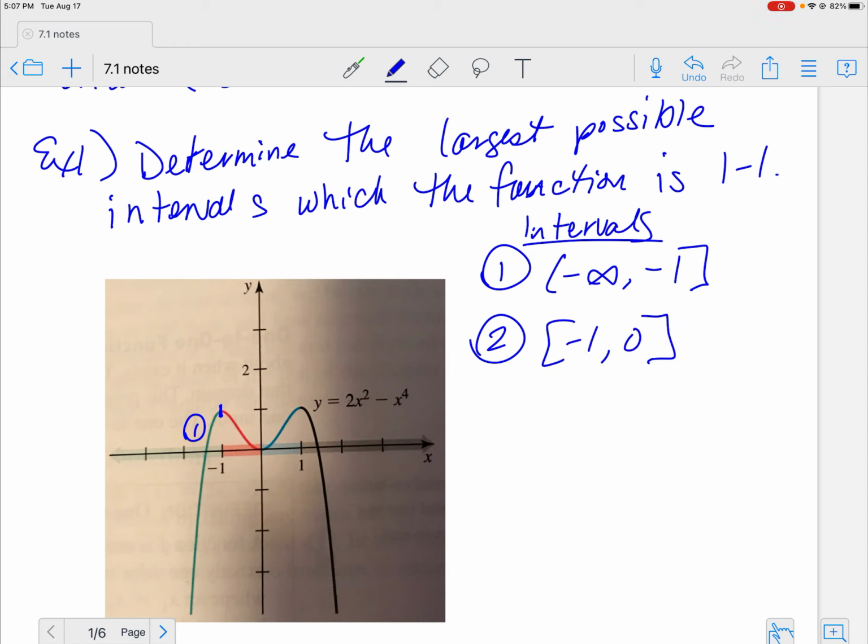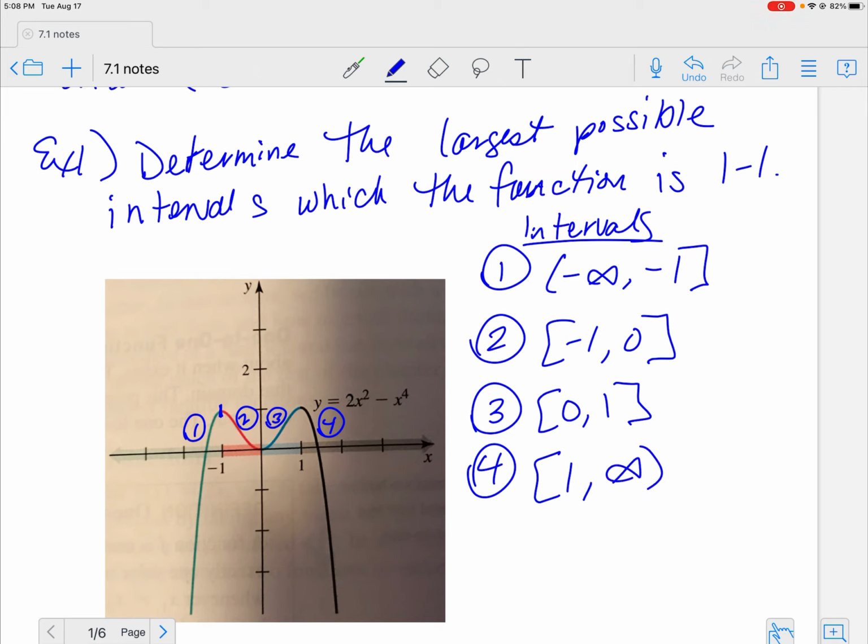Oh, I just did it automatically, and I should have said something to you. So -1 to 0, and again, we're going for largest possible, so that's our bracket. So this is our second interval that we're looking at. Okay, what's our third? You're seeing the pattern here, right? Yep, 0 to 1, brackets. And then our last one, yeah.